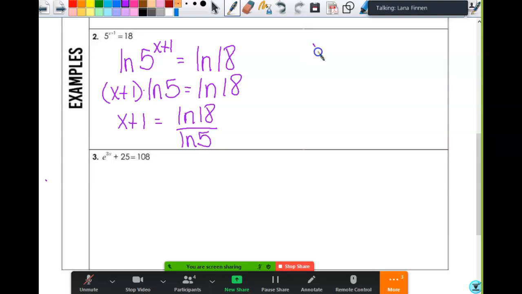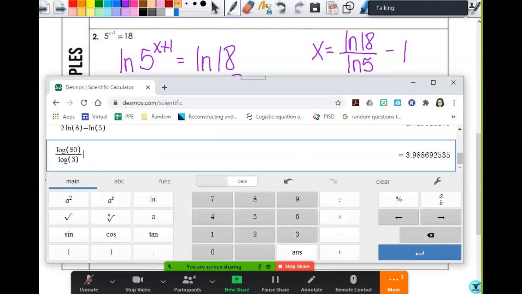Then to get x by itself, I'm just going to subtract. So you get the natural log of 18 over the natural log of 5 minus 1. Notice no matter what you do, whether it's logs or square roots or whatever it is, your algebra steps are the same, right? So then we just got to get this typed into the calculator.